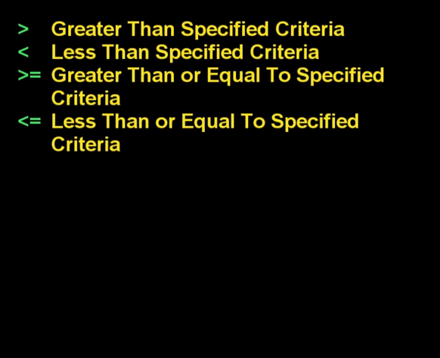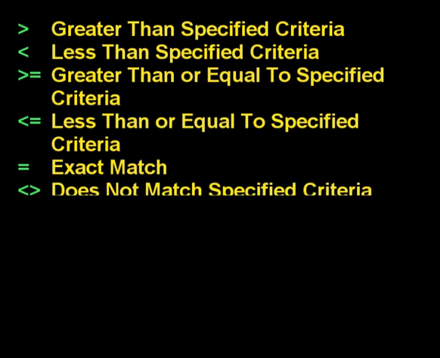Now, to find cases where the index value is an exact match to the specified criteria, you would use the equal sign. If you would like to eliminate an item from your grid, you can use the do not match expression, which will remove every instance on the grid where the criteria does not match the specified criteria.